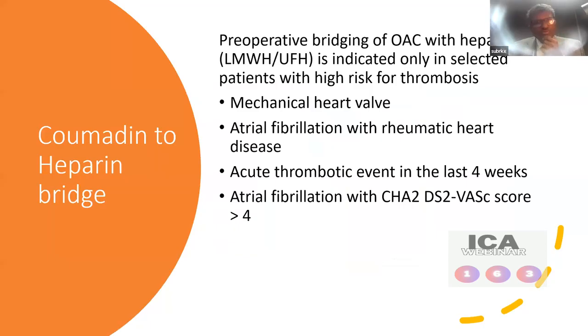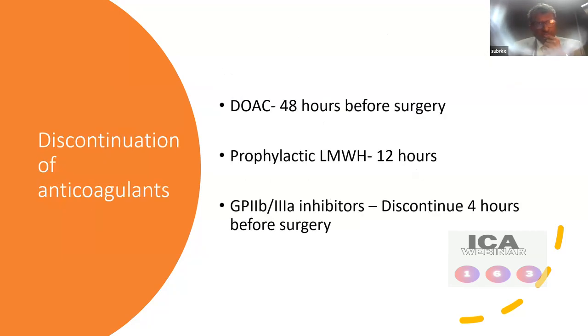And what are those risk factors? They're patients with mechanical heart valves, patients with atrial fibrillation with rheumatic heart disease, patients with acute thromboembolic events in the last 4 weeks, or if you have an atrial fibrillation with CHA2DS2-VASc scores more than 4. So these are all some of the patients where if you stop anticoagulation, you may have to bridge these patients.